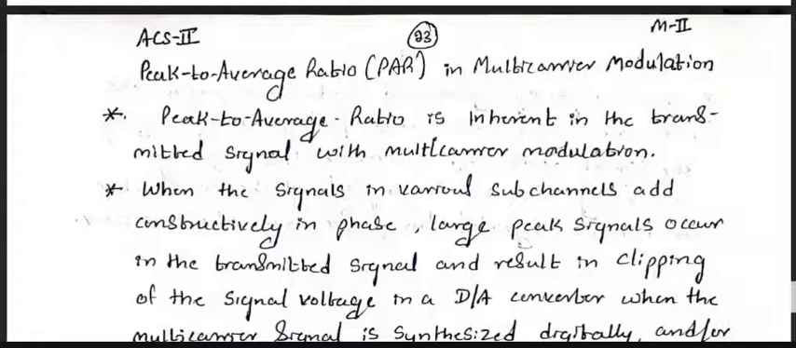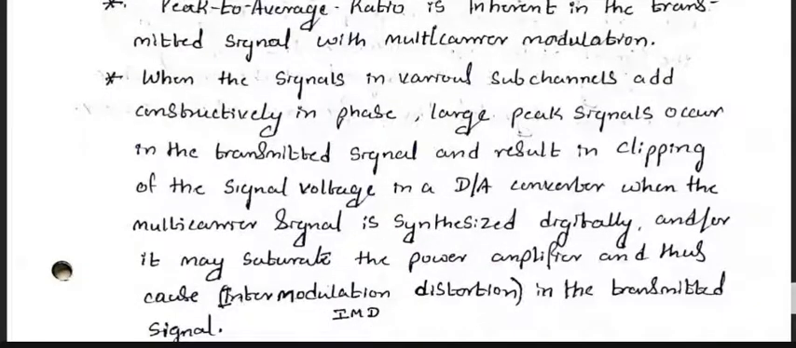When the multi-carrier signal is synthesized digitally, it may also saturate the power amplifier and thus cause what is called intermodulation distortion in the transmitted signal. So what is going to happen is that the intermodulation distortion is being transmitted. Now we need to reduce this particular intermodulation distortion.